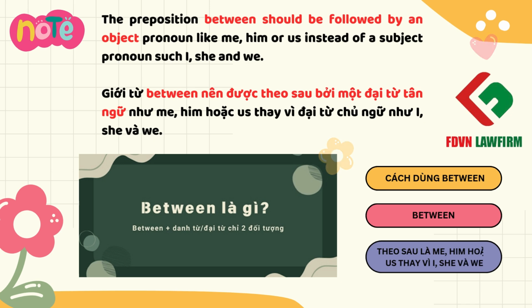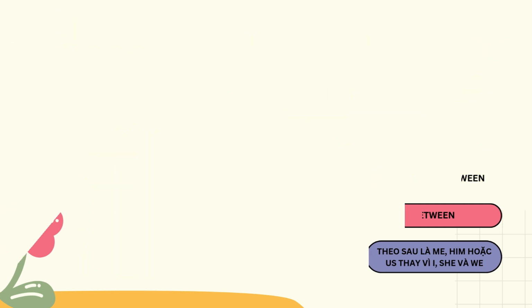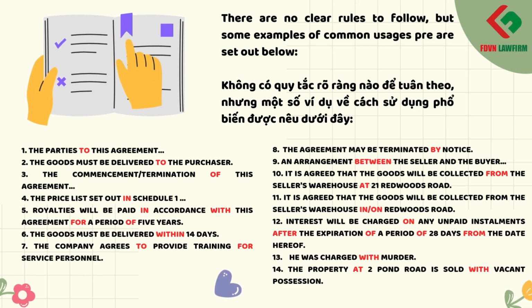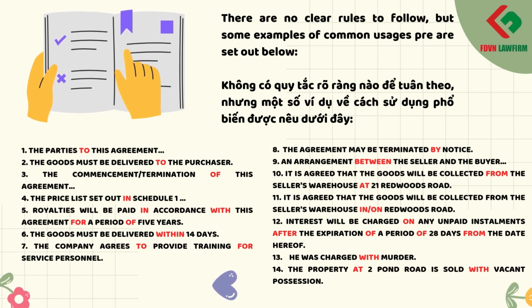The preposition between should be followed by an object pronoun like me, him, or us, instead of a subject pronoun such as I, she, and we. There are no clear rules to follow, but some examples of common usages are set out below.